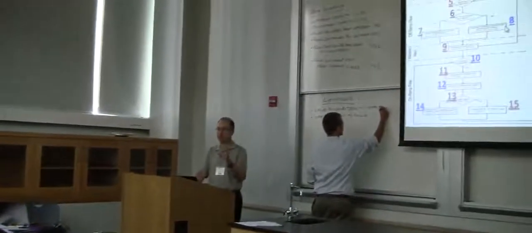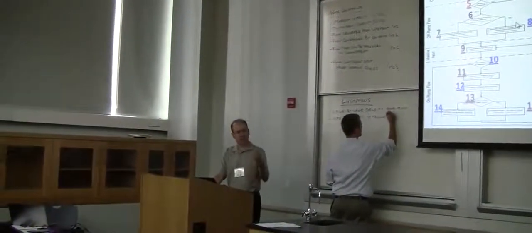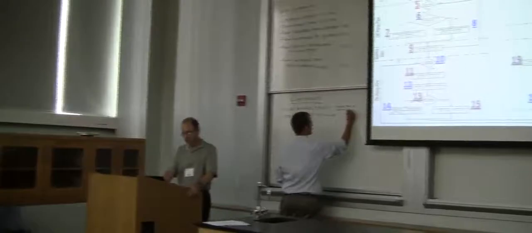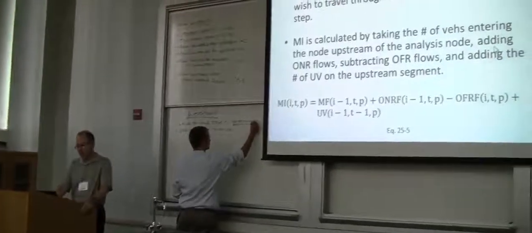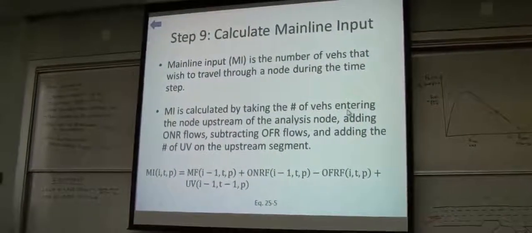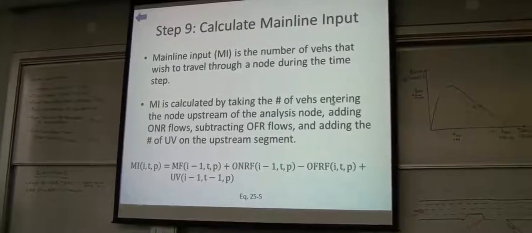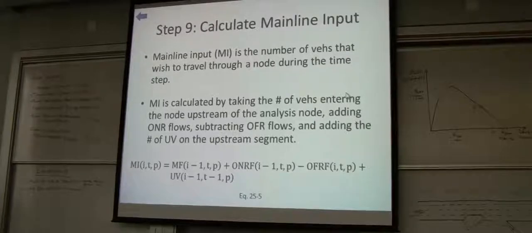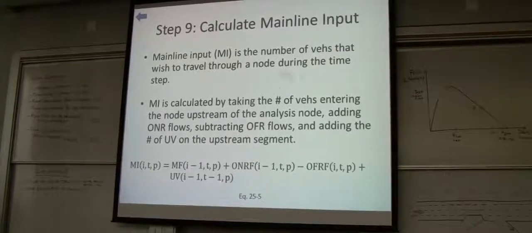Okay, yeah, we've got a lot of steps to go through here still, so I'm going to jump to step 9. Again, this block with steps 6, 7, and 8 deals with some differences in the deficit calculation, but the idea was just to talk about the overall concept of the off-ramp deficit. In step 9, now we're just trying to determine what our mainline input is. So we're looking at our mainline flow from an upstream segment and adding any on-ramp flows, subtracting any off-ramp flows, and also looking at unserved vehicles from the previous time step.